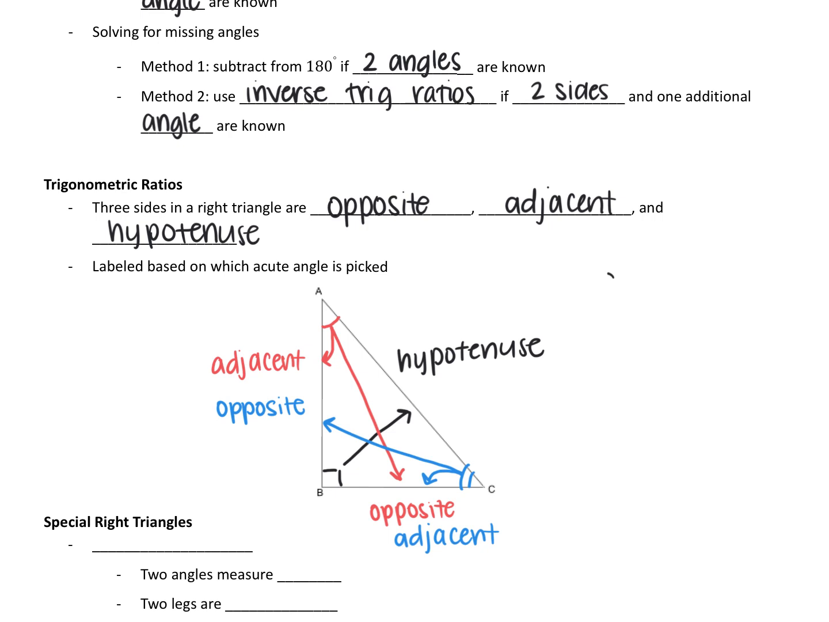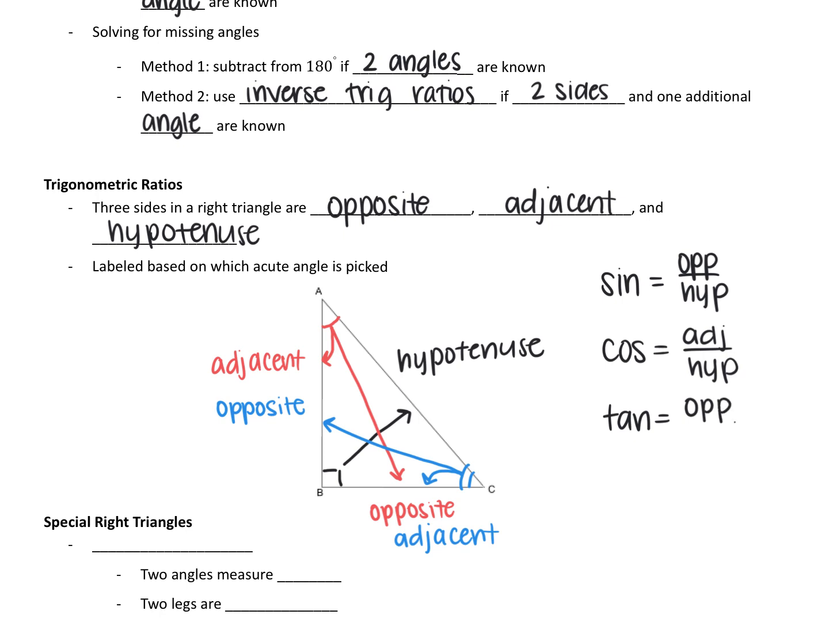So then for our trig ratios, there are three. The first one is sine, which is opposite over hypotenuse. We've got cosine, which is adjacent over hypotenuse. And then we have tangent, which is opposite over adjacent.